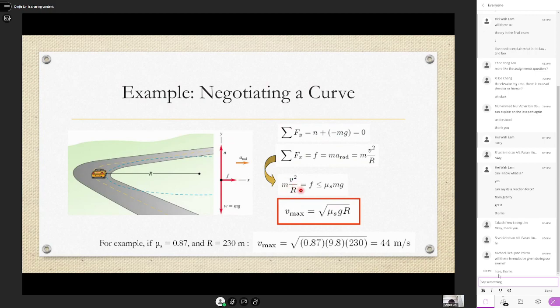From this, m v squared over r equals F. The F you can change, this is the formula for friction. Remember, friction is mu s N. From here, we can see that N equals mg. That's why friction will be mu s mg.